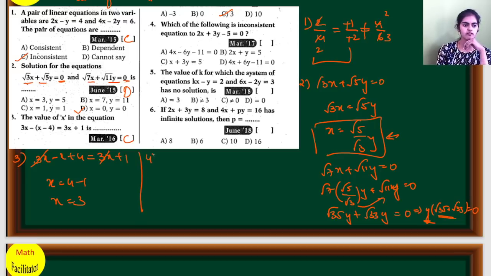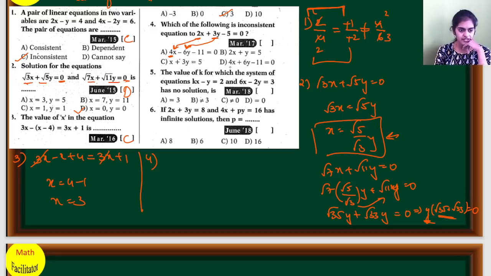Now see question number 4. Which of the following are inconsistent? So always remember, for inconsistent there are parallel lines. For parallel lines, a1 by a2 and b1 by b2 ratio should be the same. Okay. So this is 2x, this is 4x. So multiplying by 2 I am getting 4. This is 3y, this is 6y. Multiplying by minus 2 you are getting this. Okay, because this is plus 3y, this is minus 6.